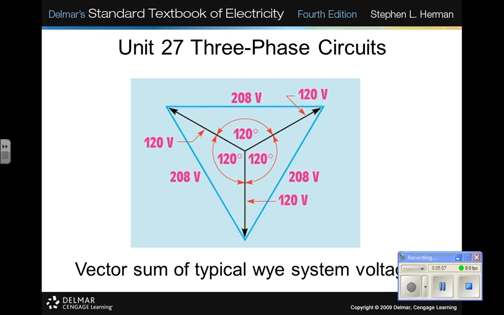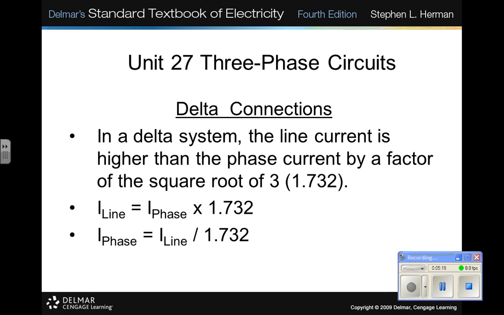Vector sum of typical Y system voltages. I think this is not a very good picture. It's not making it terribly clear what is going on here. But we're going to do a lot of examples with this, so don't worry about that.